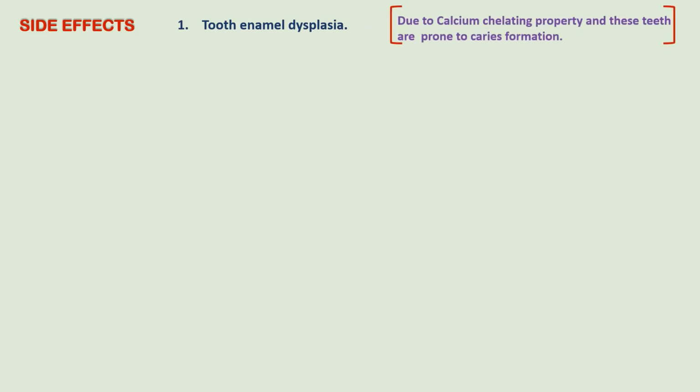Now moving on to the side effects of tetracycline. These side effects include tooth enamel dysplasia. This is actually due to the calcium chelating property. The tetracycline calcium orthophosphate complex gets deposited in growing teeth and bone, and teeth get discolored. And due to the same property of chelation, decreased bone growth in children is seen.